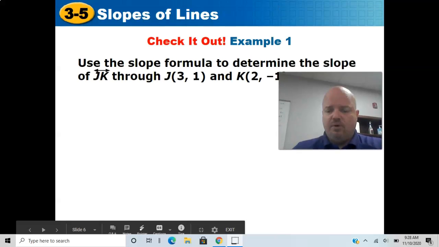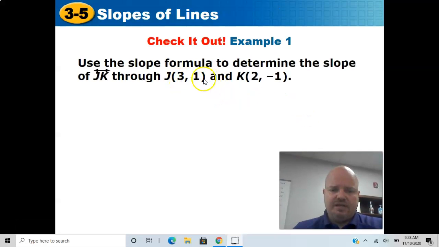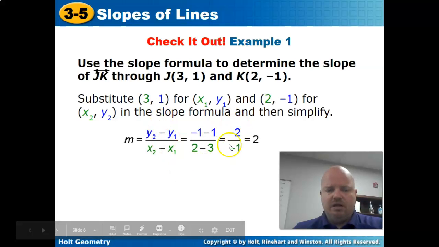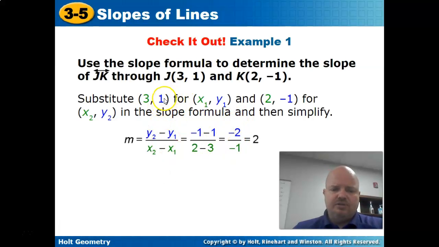Sometimes we're just given the points and we're not given a picture. So in this case, we have the point 3, 1 and the point 2, negative 1. Now we can plug in. Almost a better thing to do is just ask yourself, how far apart are these things? Well, from negative 1 up to positive 1 is a difference of 2. And from 2 to 3 is a difference of 1. So we have 2 over 1.